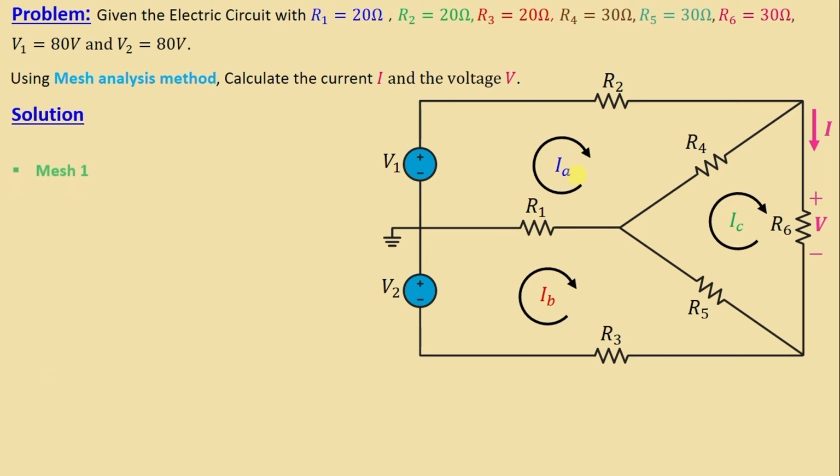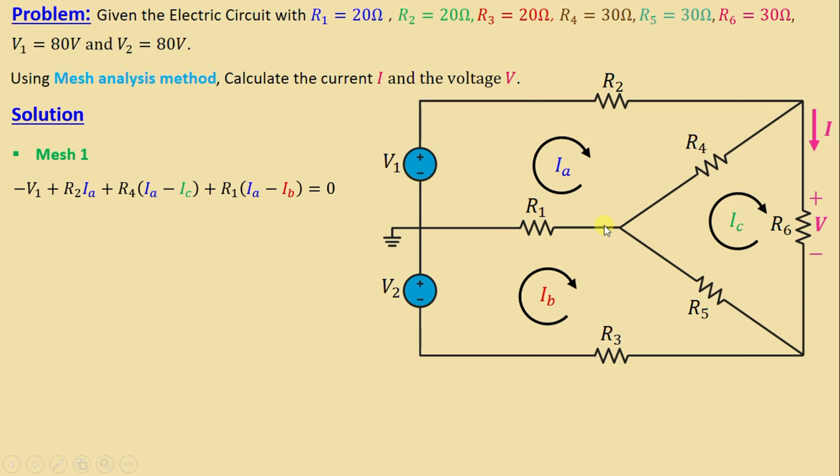We start with mesh number 1 by applying Kirchhoff's voltage law. In mesh number 1 we can write negative V1 plus R2 IA plus R4 (IA minus IC) plus R1 (IA minus IB).